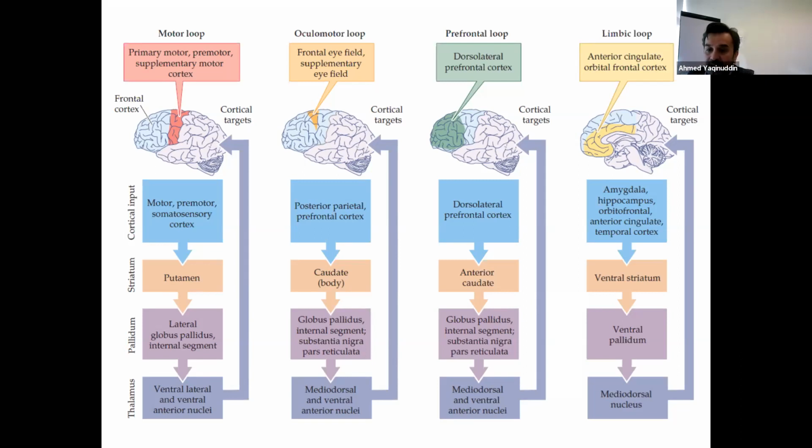Is hemiballismus ipsilateral or contralateral? If you are talking about hemiballismus, it would be contralateral. Substantia nigra can get activated directly from the cortex.